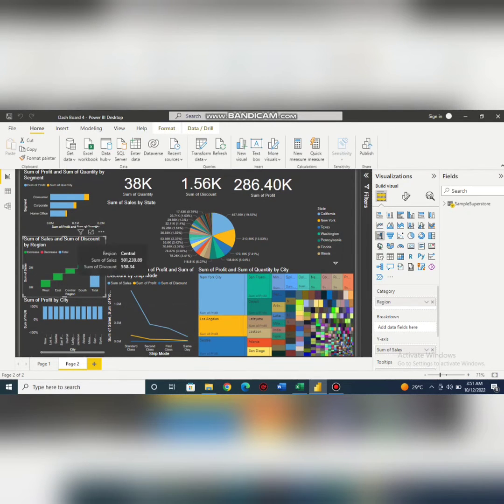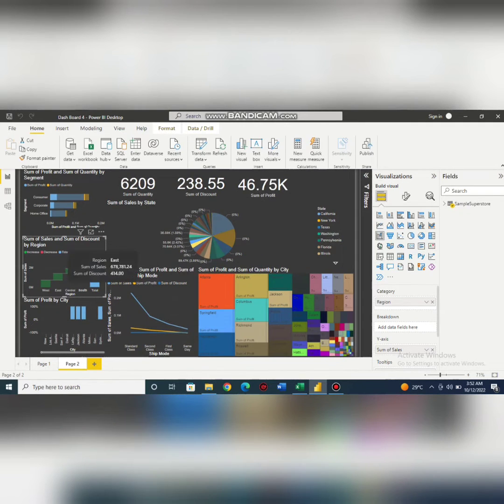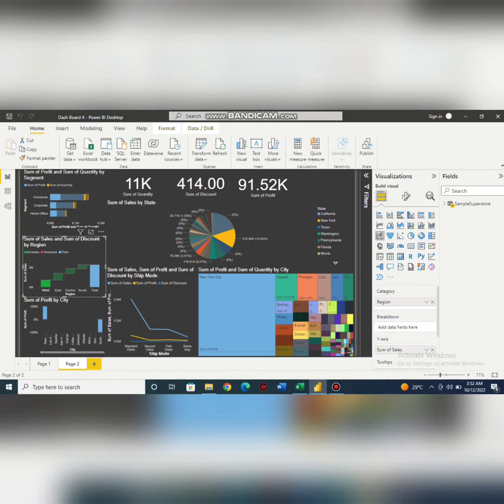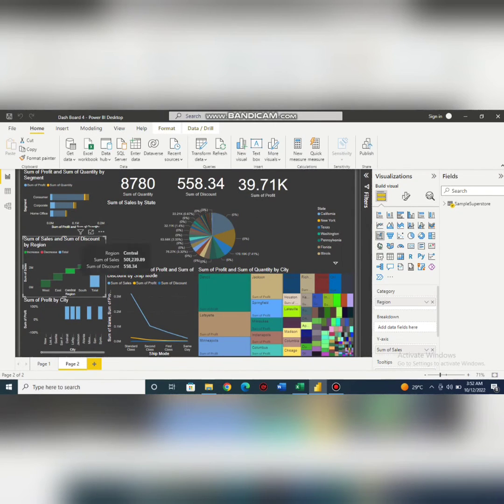So we should work on this. See here, the profit is low. It is not high profit. So we should decrease the discount in the central region to make more profit. We can solve this business problem by this.